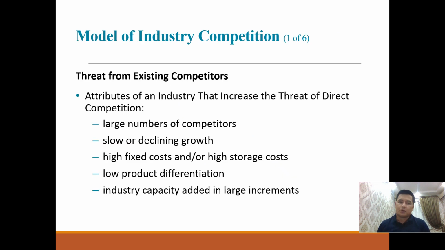So, model of industry competition. Threat from existing competitors. Attributes of an industry that increase the threat of direct competition: large number of competitors, slow or declining growth, high fixed costs, and high storage costs, low product differentiation, industrial capacity added in large increments.